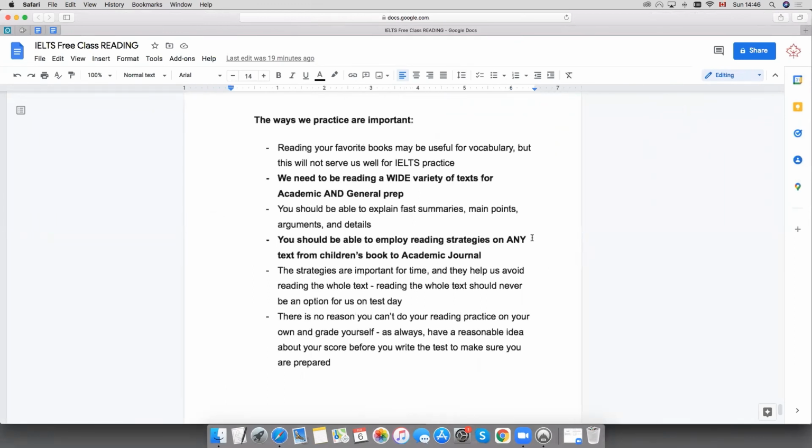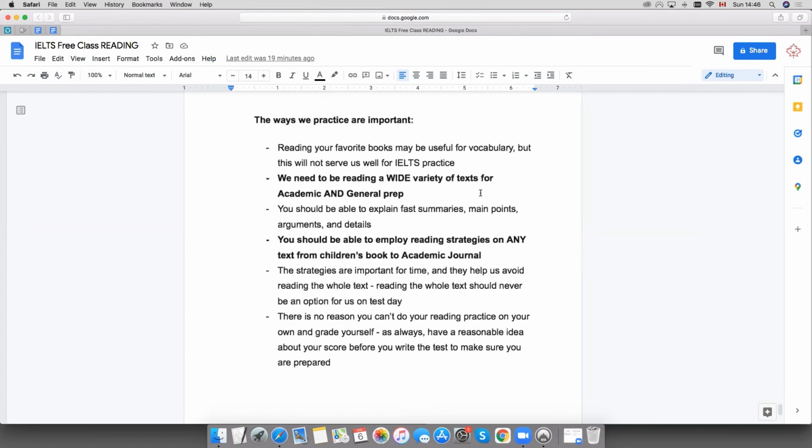Sitting down and reading Harry Potter is great for entertainment, not great for our IELTS practice. But if you wanted to use your favorite book, let's start using our strategies on our favorite book. Take 30 seconds to skim through a whole chapter and give me a light summary of the information inside. Well, now we're practicing our IELTS skills, right? So not all practice is equal when it comes to the IELTS. If you're not using those strategies, you're not building those skills.